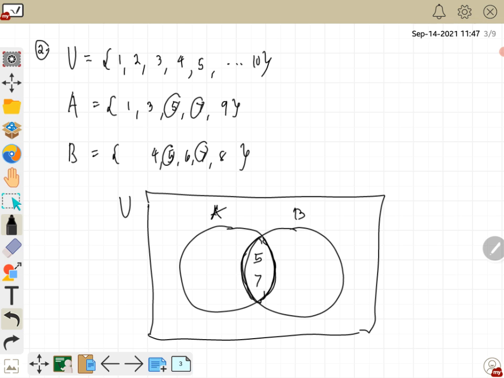Then we go back to set A. 5 and 7 are already taken, so we have 1, 3, and 9. As you can see, the elements of A now are 1, 3, 5, 7, 9. For B, the remaining are 4, 6, and 8. In this case, we have also other elements not in either A or B, and those are 2 and 10.